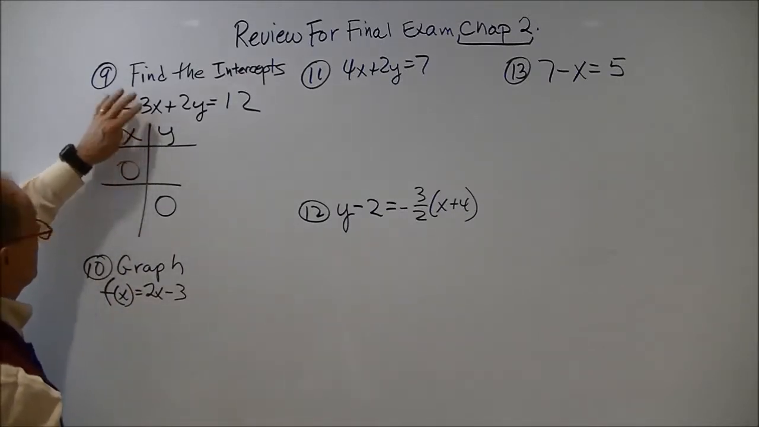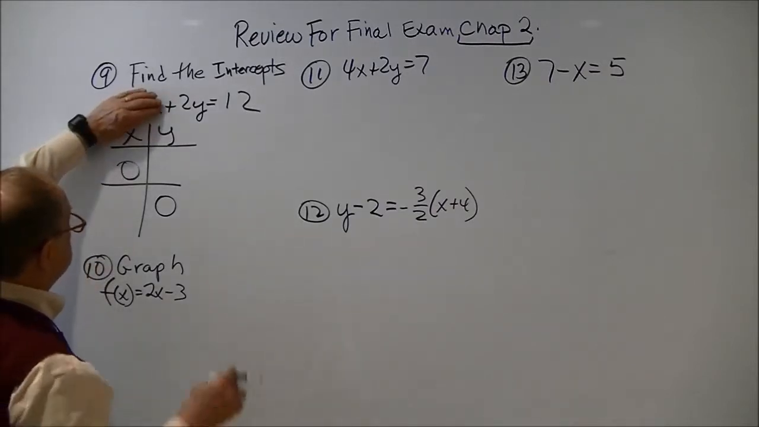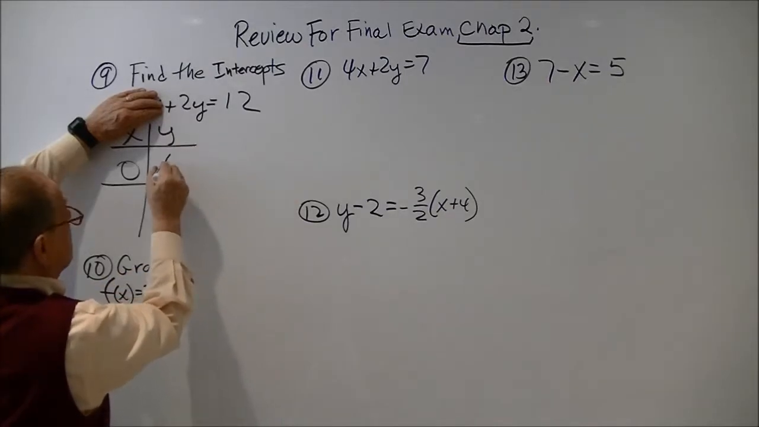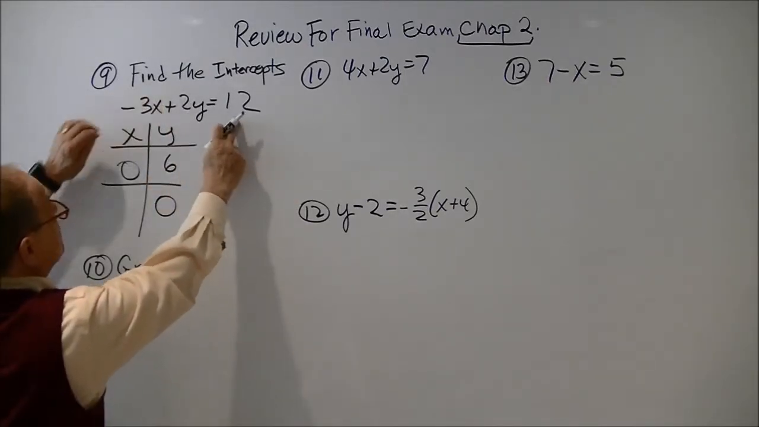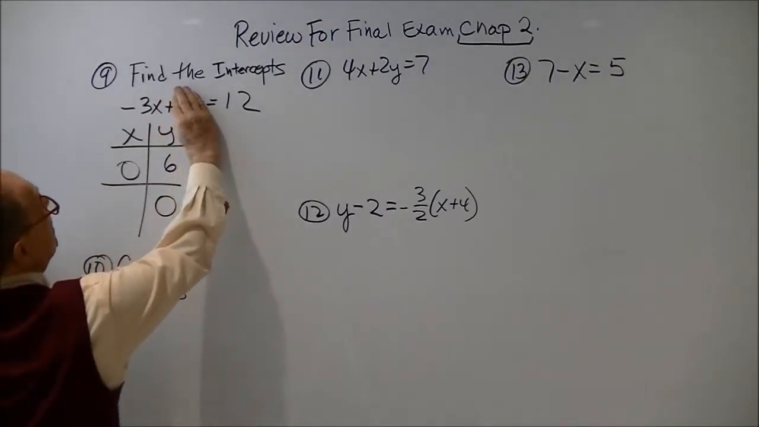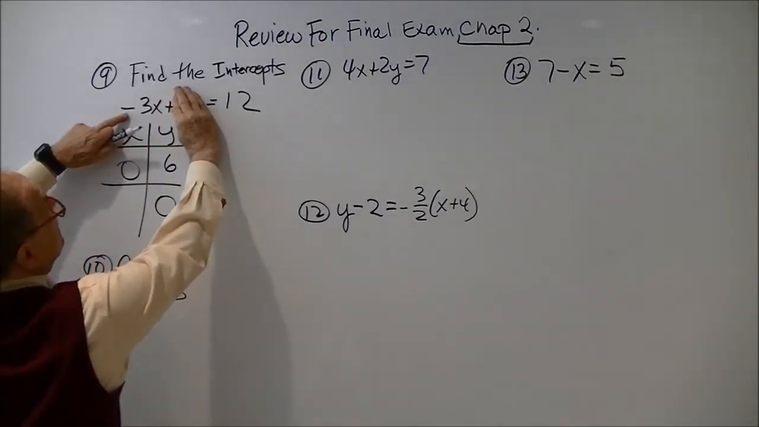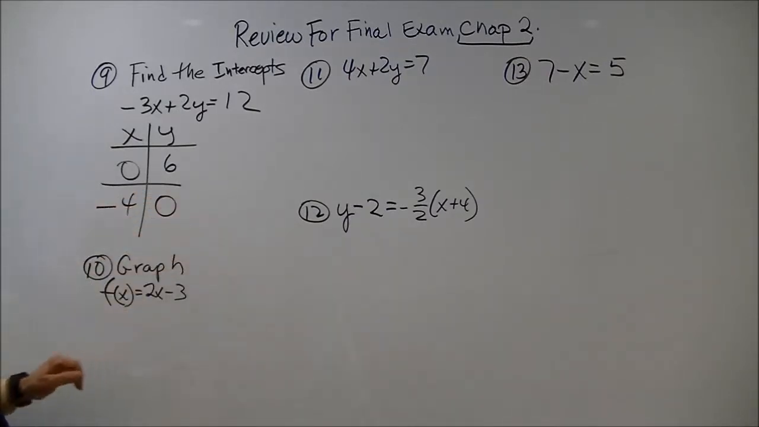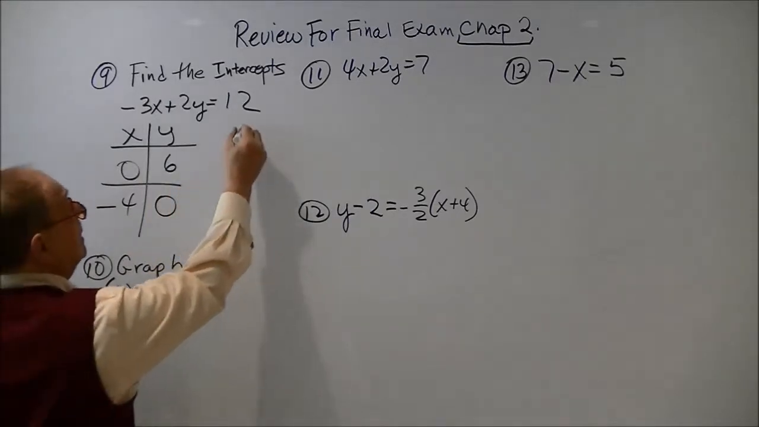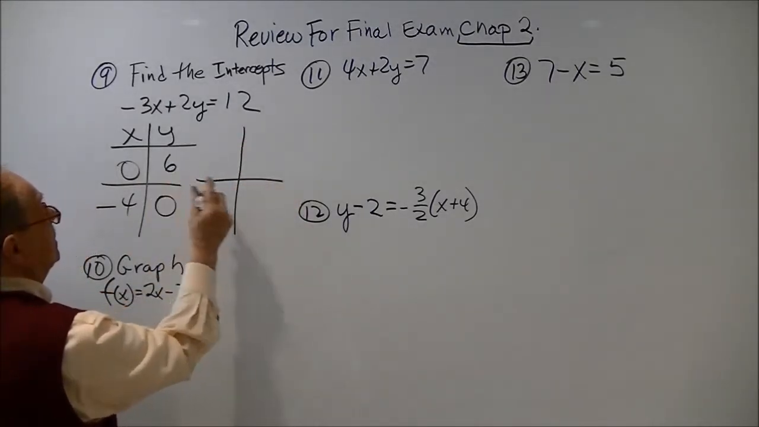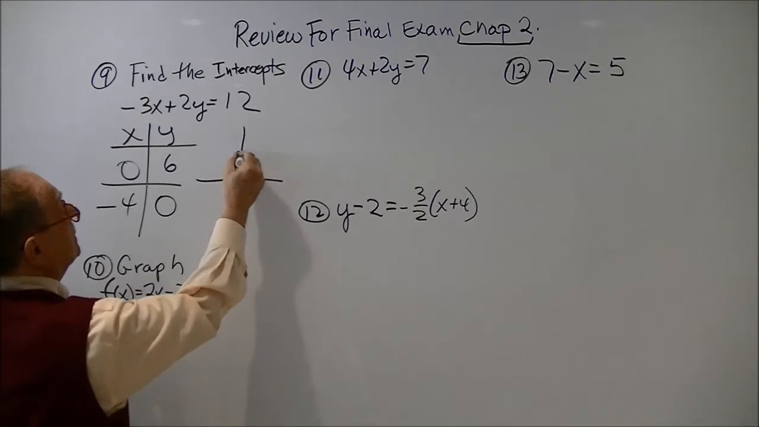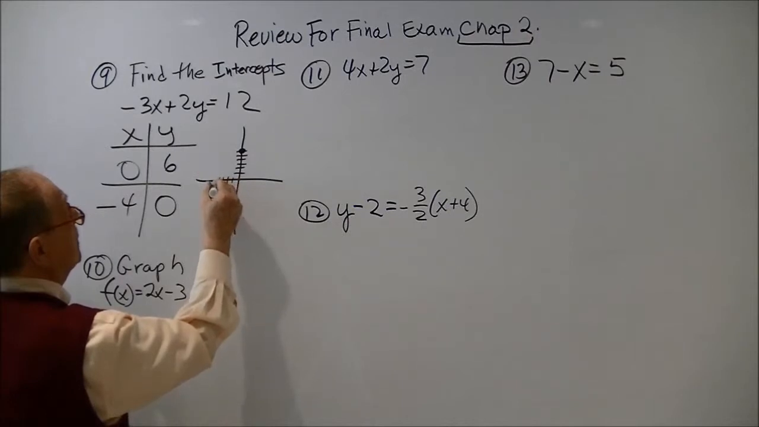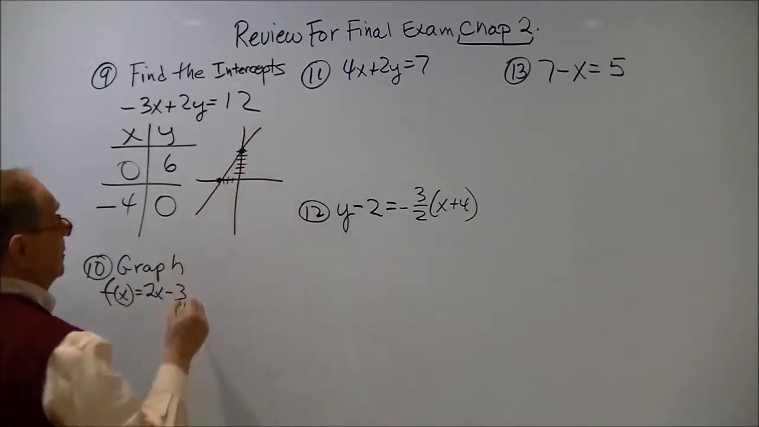So if x is 0, this becomes a 0. Our y is going to equal 6, because we're going to divide both sides by 2. Now if y is 0, we're going to divide both sides by a negative 3, and we get a negative 4. There are our intercepts. And if we were to graph that, we'd say 0, 6, 1, 2, 3, 4, 5, 6, put a dot there. Negative 4, 0, 1, 2, 3, 4, and there's our graph.